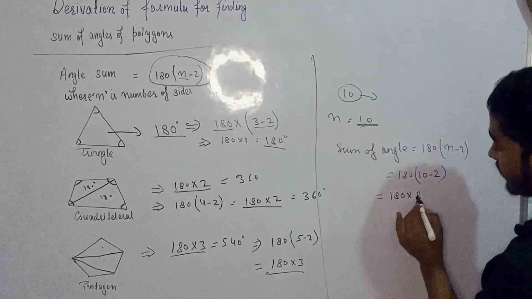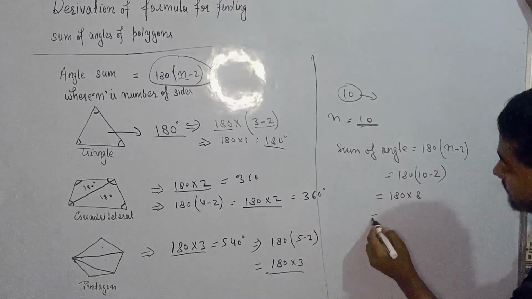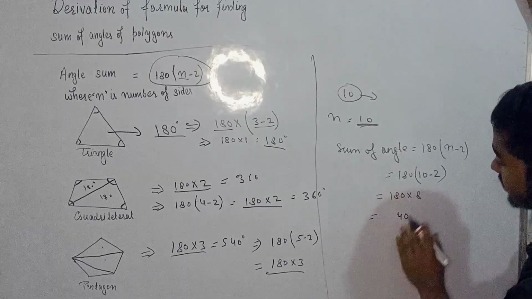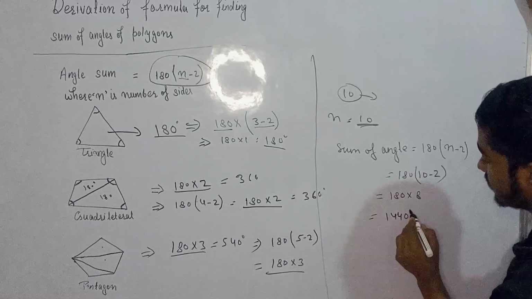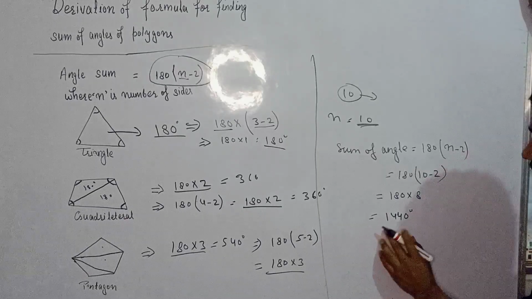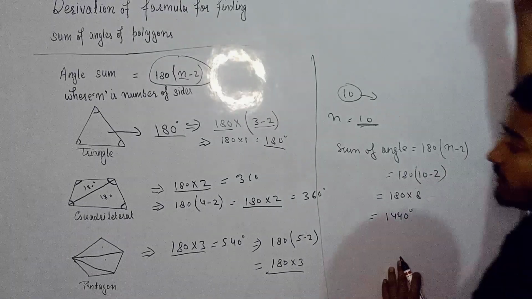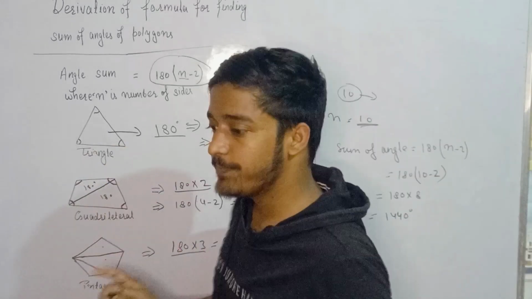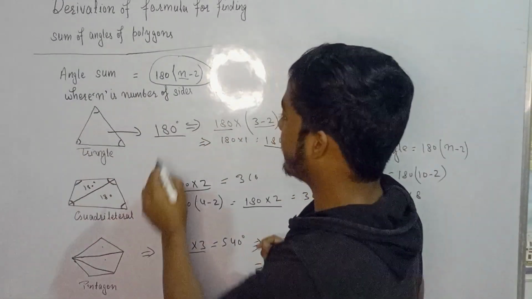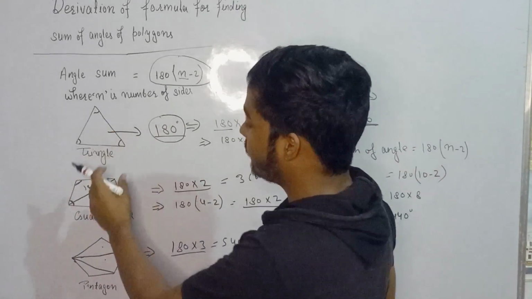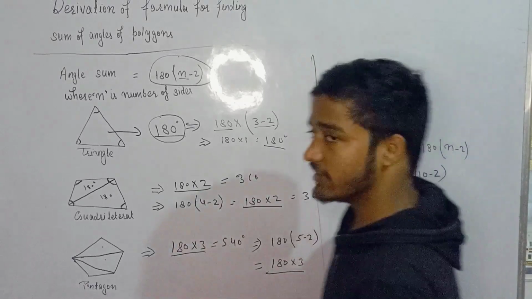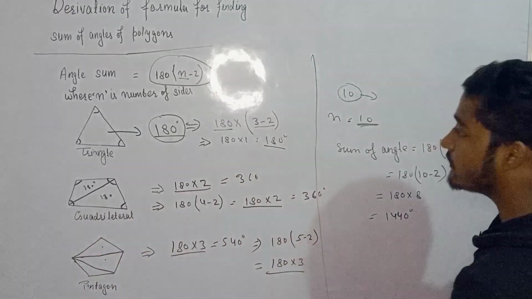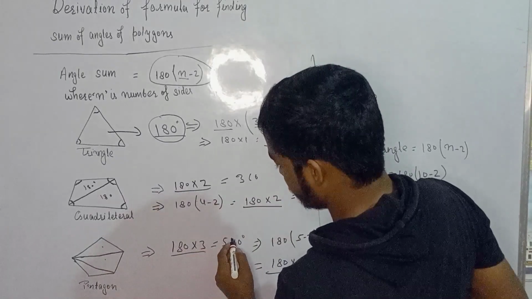What is the value of the sum for this polygon having 10 sides? 180 into 8. When we multiply this by 8, 8 times 8 is 64, 4, 8 times 1 is 8, plus 6 is 14. The sum of all angles in that polygon is 1440, right? We don't have to learn the sum of angles except for the triangle. If we learn the sum of angles of a triangle, by using this we can find the sum of angles of any polygon, right?